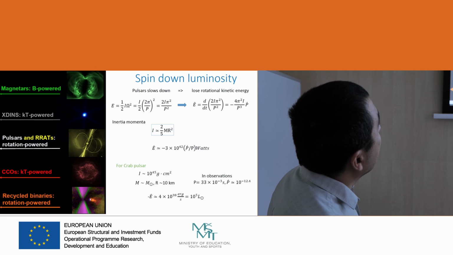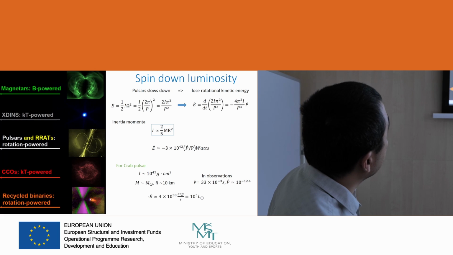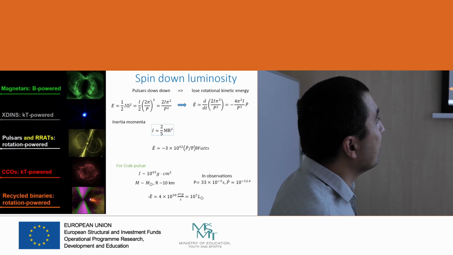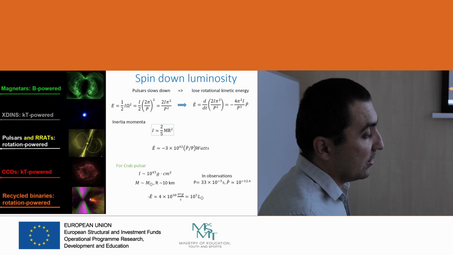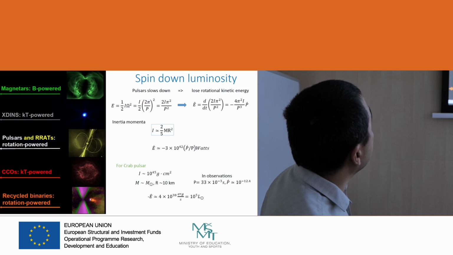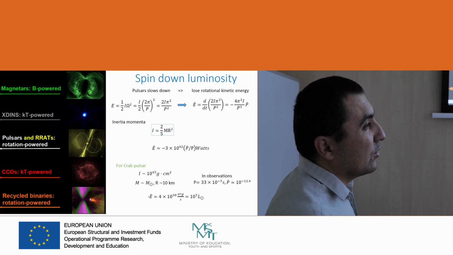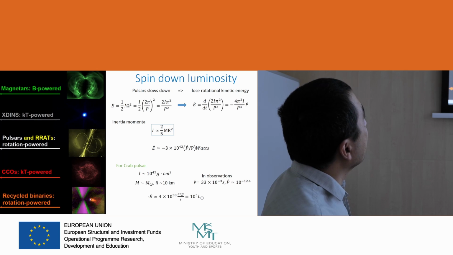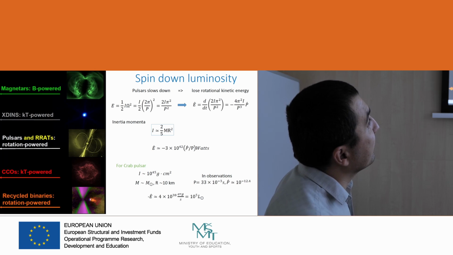And here is a similar diagram for different types of neutron stars. For example, these two objects, compact central objects, can be seen through their high temperature, and recycled binaries, and pulsars, and radio rotating transients can be explained by the rotation powered mechanism.